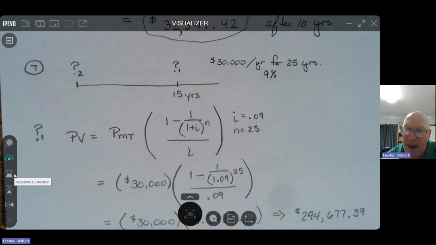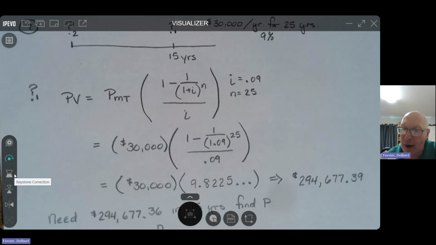So what we're going to wind up having to do is calculate what you see on your screen right now. Again, for my purposes, I think you're better served at 1.09 to the 25th first. 1 divided by that value subtracted from 1, that result divided by 0.09, and then go ahead and multiply that by 30,000. From my perspective, there's not a need to show me the 9.8225. I just use full screen display on your calculator.